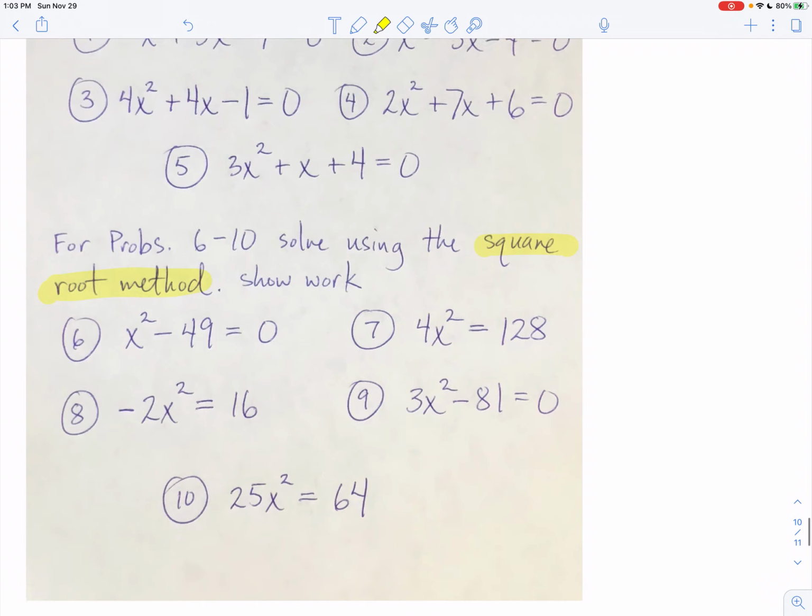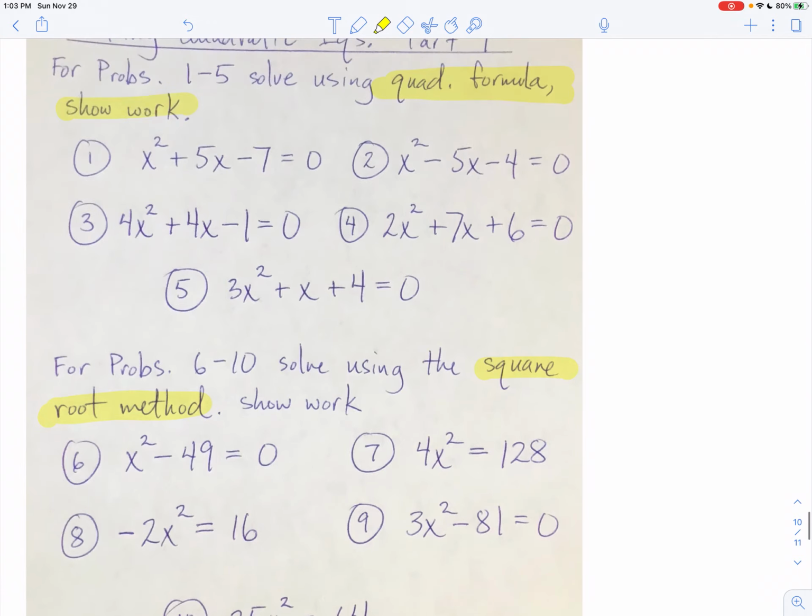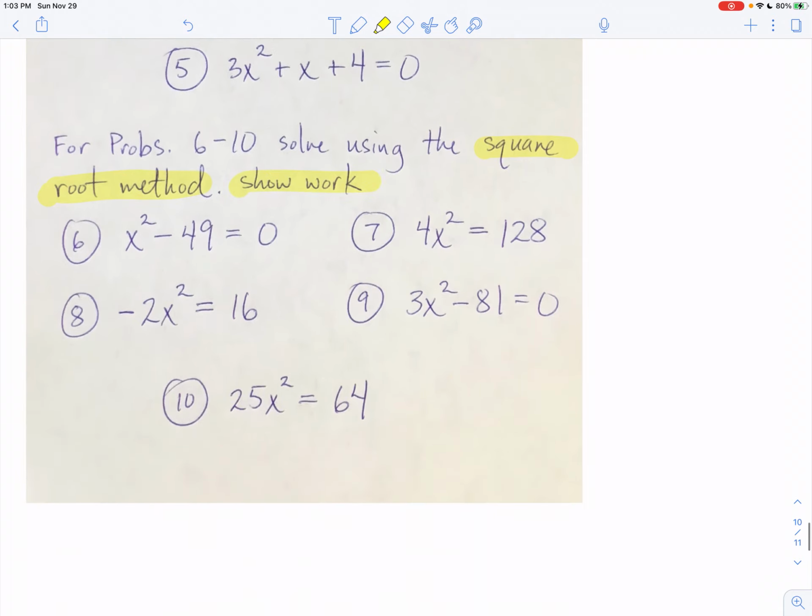For both of these, remember, show your work. Definitely show your work. But there's not much work to show on 6 through 10 because you can do those pretty quick now. All right? Some of them you have to add or subtract something. Sometimes you have to divide. Sometimes you do both. But you can get the variable isolated and then root.